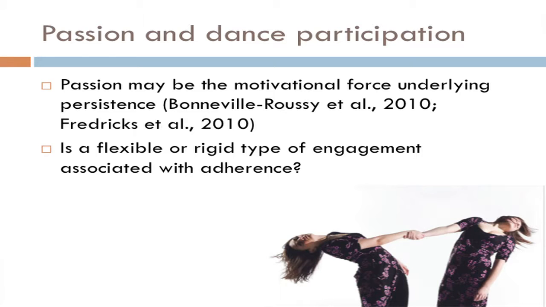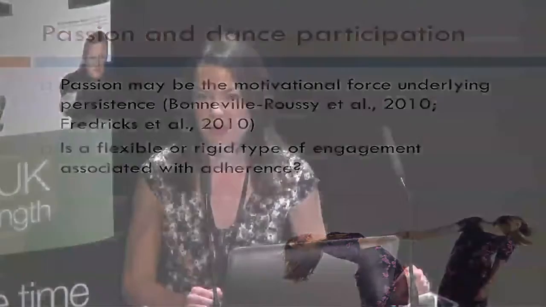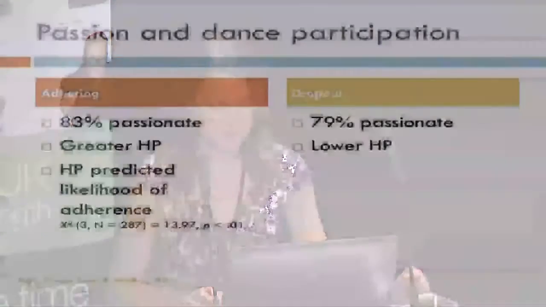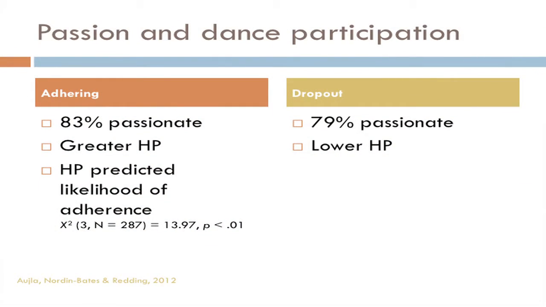And in order to do that, we worked with talented young dancers who are engaged in high-level training. And we administered passion measures to them, so they filled in a questionnaire. And then we had another look back 12 months later to see who was still in training and who had dropped out. And we compared these dancers in terms of their passion. The first finding was that there was no real difference between the adhering dancers and those who later dropped out in terms of being passionate, so meeting those passion criteria in terms of liking dance, valuing it highly, and spending a lot of time doing it.